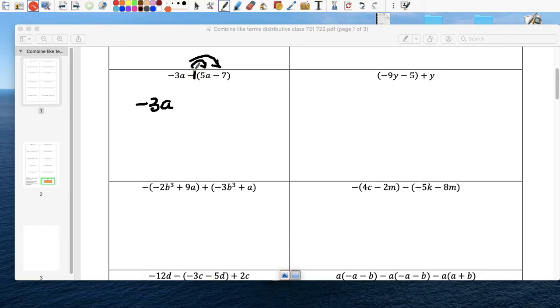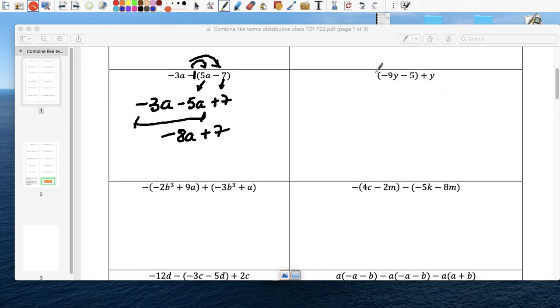So when we're multiplying by negative 1 and positive 5a, it's going to be negative 5a. And negative 1 and negative 7 gives you positive. Notice that they came out opposite, right? It was positive and negative, and now it's negative and positive. So when we multiply by a negative, the signs change, right? And becomes positive. So now I can combine like terms. These two are like terms, so this becomes negative 8a and then plus 7. Same thing here. Before I combine like terms, I have to remove the parentheses.